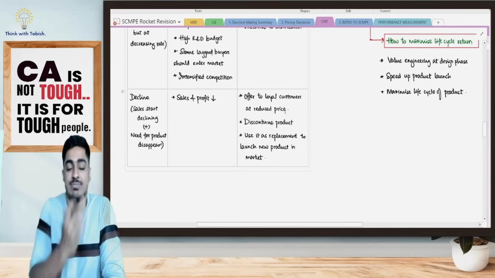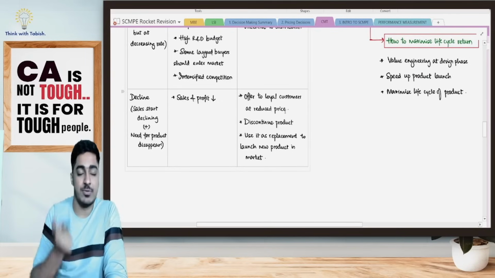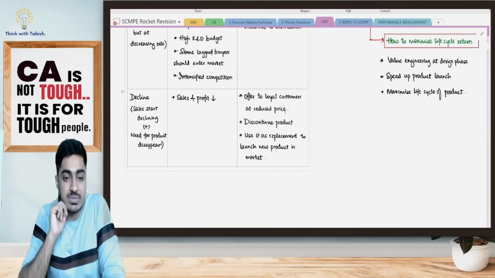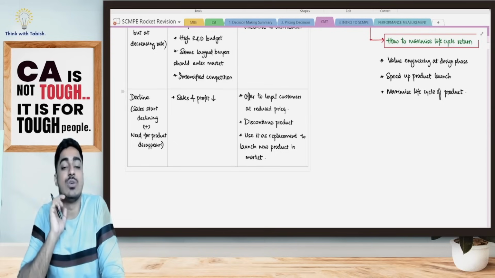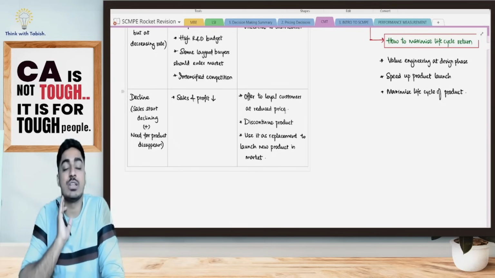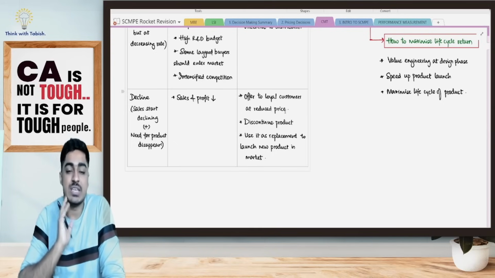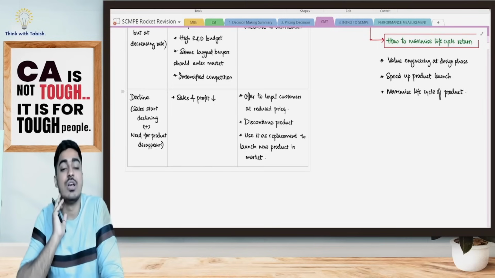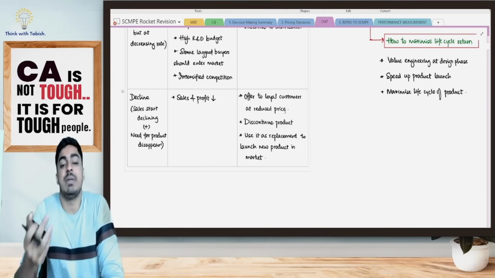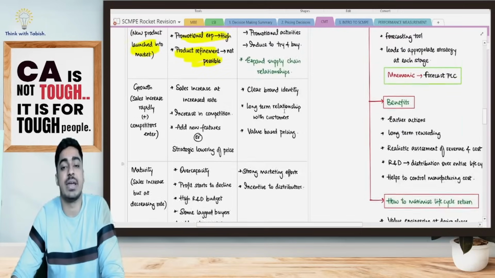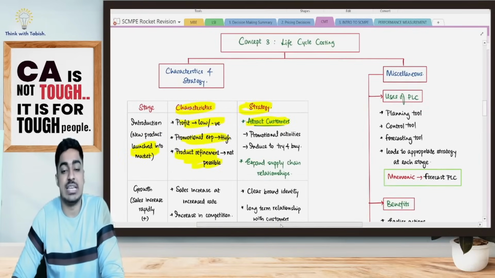During the decline stage, my sales will start reducing, profit will also start reducing, sometimes even becoming negative. What strategy can we use? We can try to offer the products to our loyal customers at a reduced price, or else we can discontinue the product, or else we can use it as a replacement to launch a new product in the market. Is it clear?